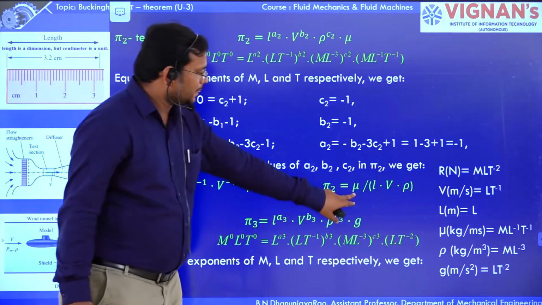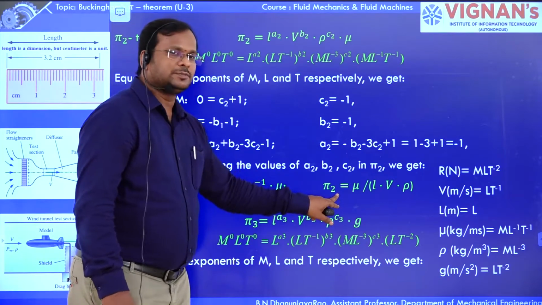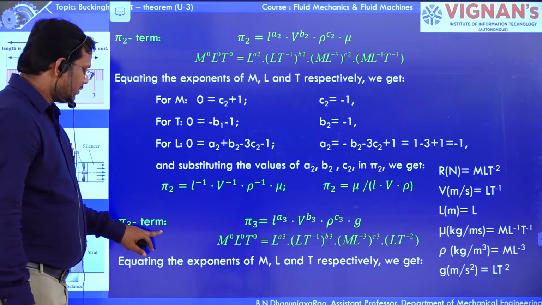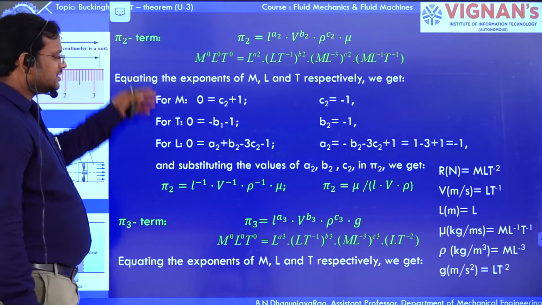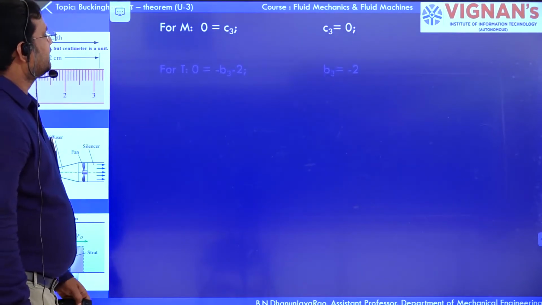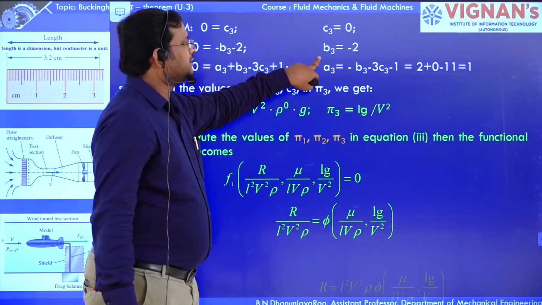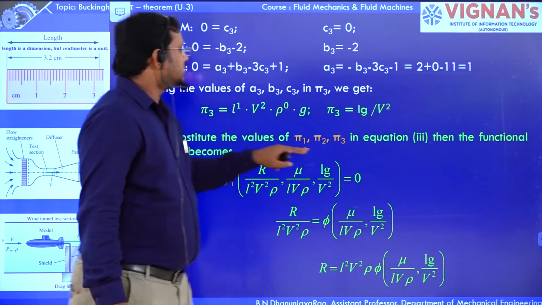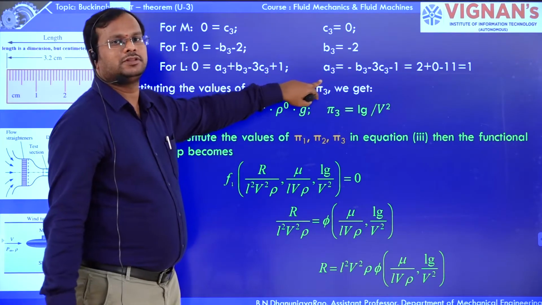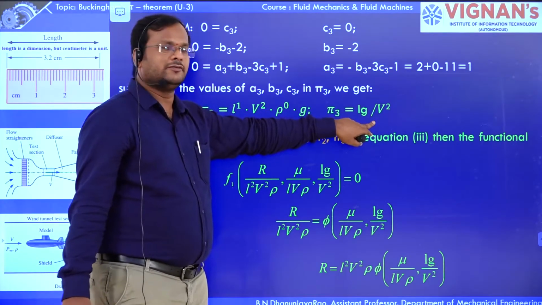Pi 2 is equal to mu divided by L V rho. So there is an expression for pi 2. And now we need to find the pi 3 term. In the same way, by applying dimensional homogeneity, C3 is 0, B3 is minus 2, A3 is 1. So we need to substitute all these arbitrary power values in the pi 3 term so that we can get to know that pi 3 is equal to L g by V square.